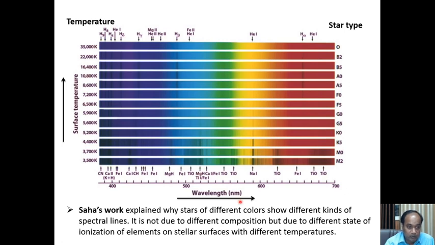It is not due to different composition, but it is because different states of ionization of elements on stellar surfaces have different temperature. So it is understood as a physical condition and not primarily due to the composition. And that was a breakthrough at that time, and that's why Saha's work is very important in spectroscopy.